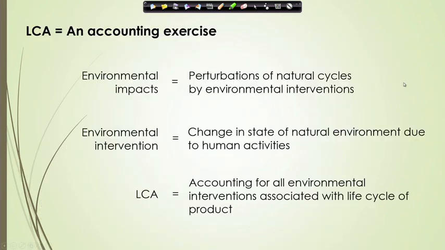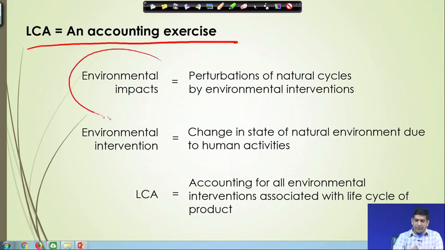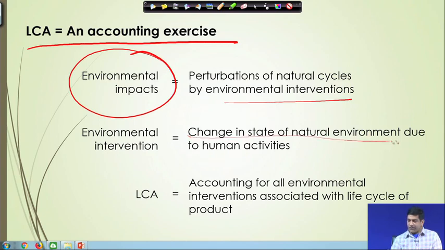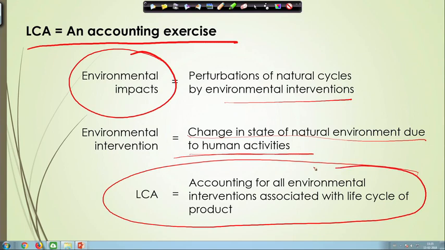So, in terms of the LCA, what will we do? We say LCA is an environmental accounting exercise. It is an accounting exercise essentially. We will try to capture the environmental impact, whatever the disturbance of natural cycles by environmental intervention. So, what is environmental intervention? It is changes in the state of the natural environment due to human activities. LCA is essentially an accounting for all environmental interventions associated with the life cycle of a product. We are trying to account for all environmental interventions happening with the life cycle of that particular product, and that is what we try to capture. So, we will try to see an example here.